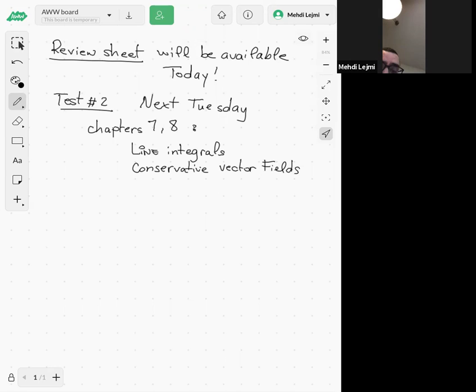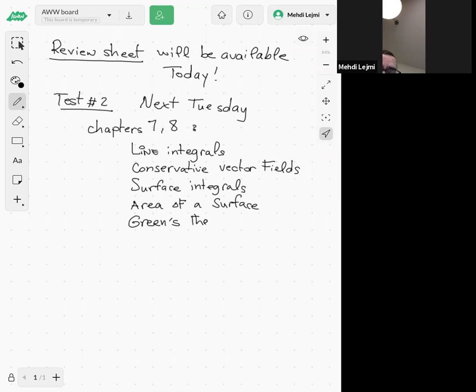We have surface integrals. What else? Let me see. Of course, area of a surface. And then, yeah, we have of course Green's theorem.